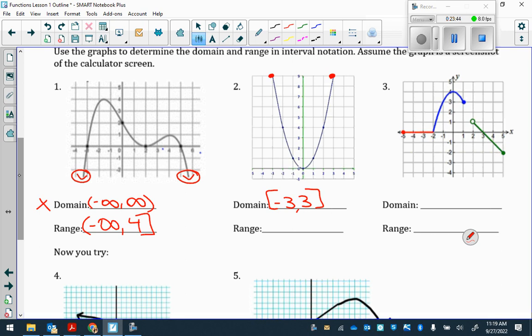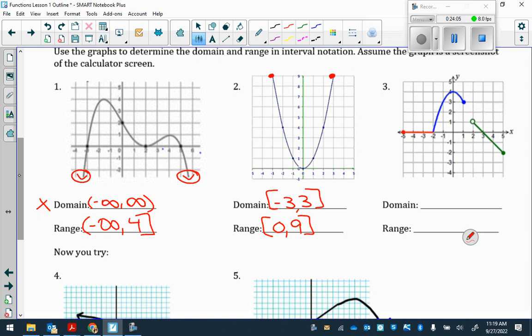Now we look at the range. Bottom to top. What is the smallest y value being used? Julia? 0. What is the largest? 9. Both of those are going to have? Okay.